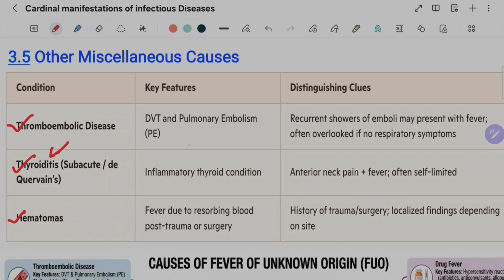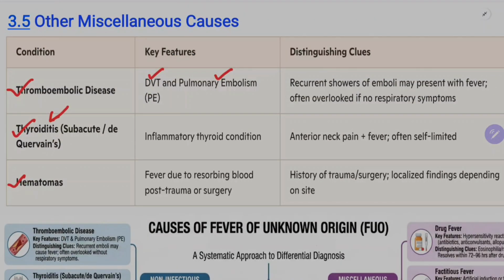Coming to thromboembolic disease, mainly due to deep venous thrombosis and pulmonary embolism. Recurrent showers of emboli may present with fever, often overlooked if there are no respiratory symptoms. Thyroiditis, subacute or de Quervain, is an inflammatory thyroid condition often presenting after a viral infection. Patient will have anterior neck pain with fever, often self-limited.